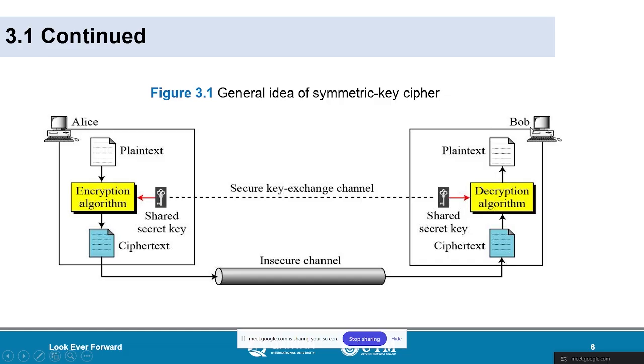Alice and Bob. Alice has plaintext, or the message that she wants to send to Bob. She will encrypt it using an encryption algorithm and a shared secret key. So both Bob and Alice have this key. They shared it through a key exchange channel, let's say face to face. Anyhow, they did it. From the plaintext being encrypted, we will have the ciphertext.